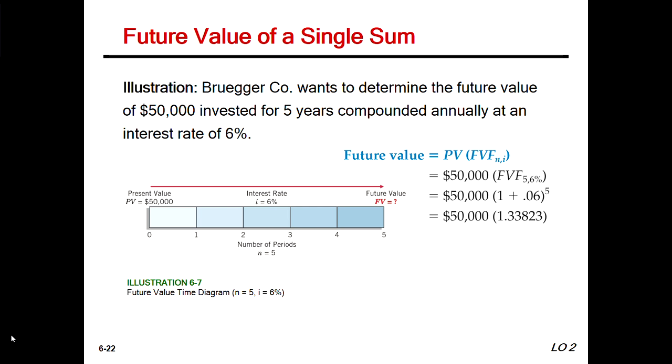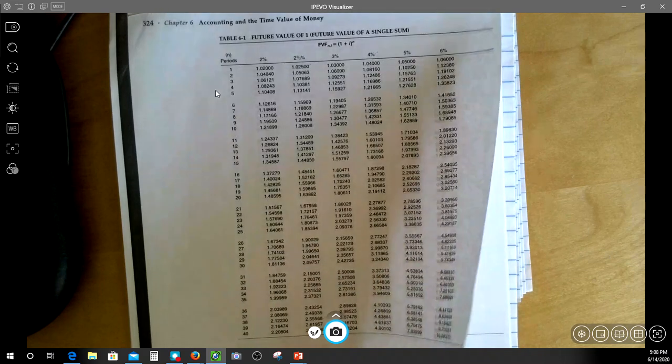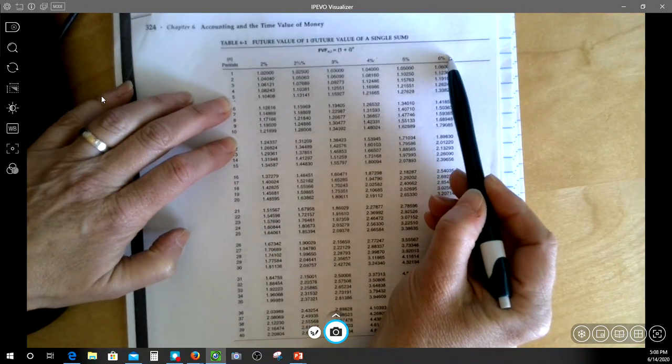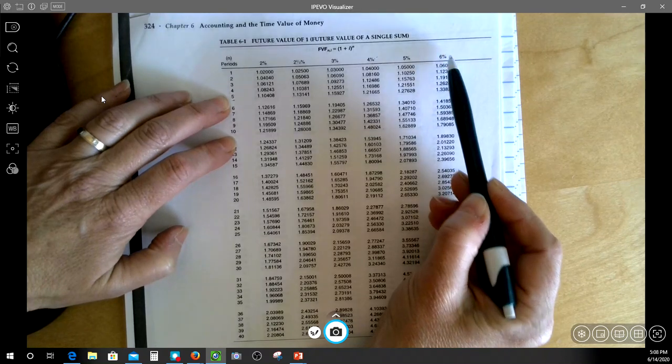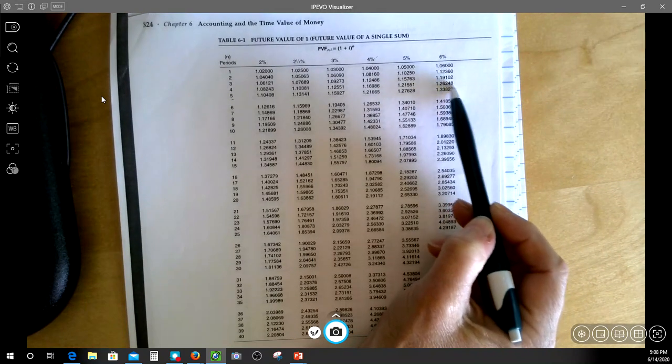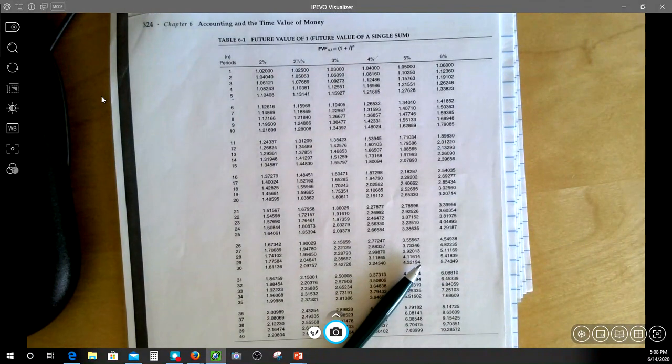Now I'm going to pull up the table so that you can see how this works. And I think they said 6%. Yes. Okay. So if we have 5 years, a factor of 5, and 6% is our interest rate, and it's done annually, here is our future value factor, 1.33823. Everybody can see that?